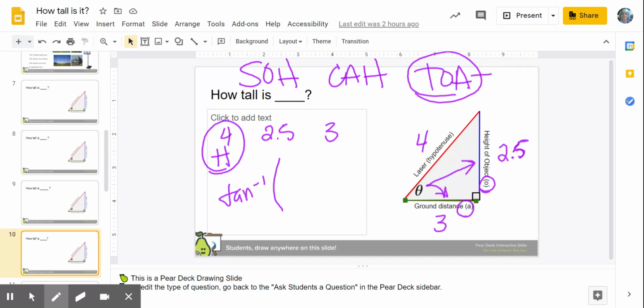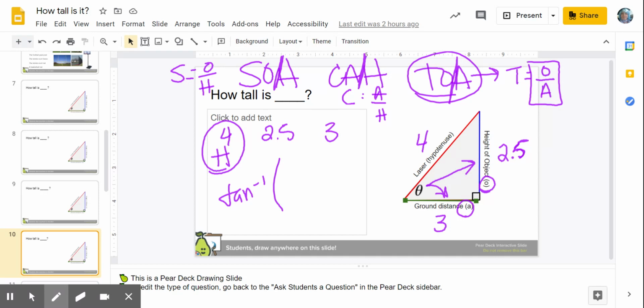Okay, so let's rewrite this. Tangent is O over A. The first thing always goes in the numerator and the second thing always goes in the denominator. So cosine is A over H. Does that help? And sine is O over H. So these last 2 things are just a fraction. Okay, so I'm glad we chatted.